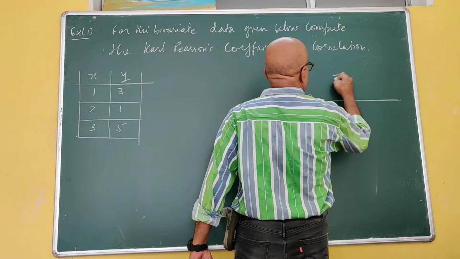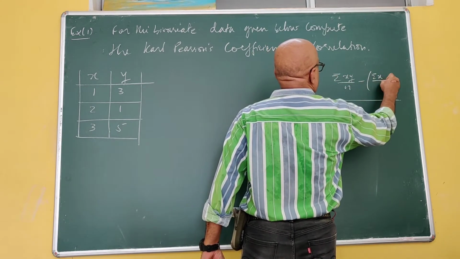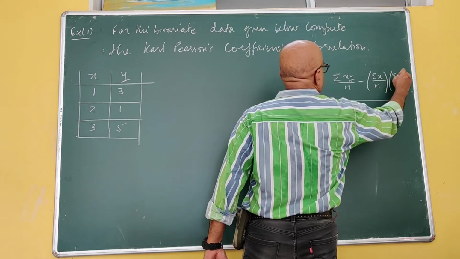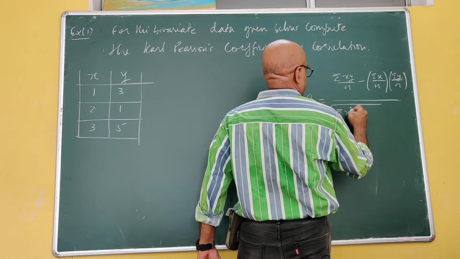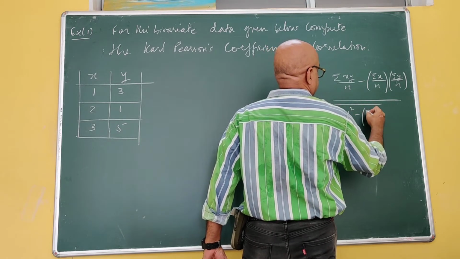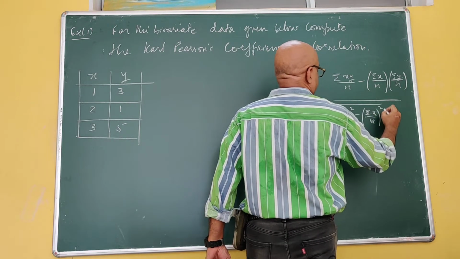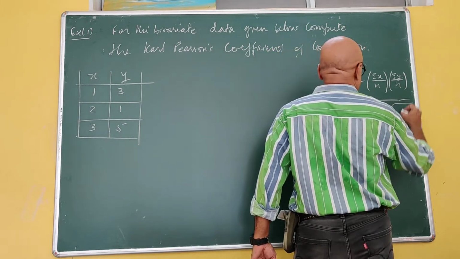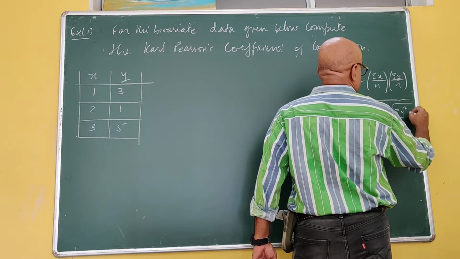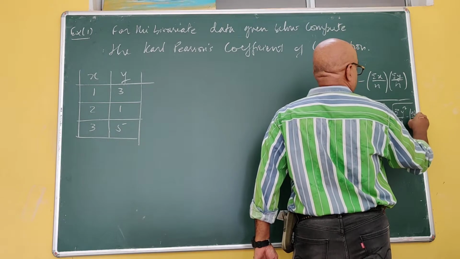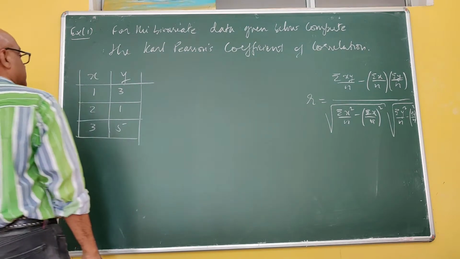Once you know the formula, summation xy divided by n minus summation x divided by n into summation y divided by n, divided by the square root of summation x squared divided by n minus summation x divided by n, the whole square, and summation y squared divided by n minus summation y divided by n, the whole square. Of course, there are two formulas for this that are exactly the same, because you can prove that. I hope it's not too congested there.